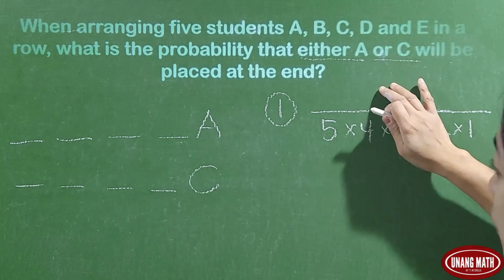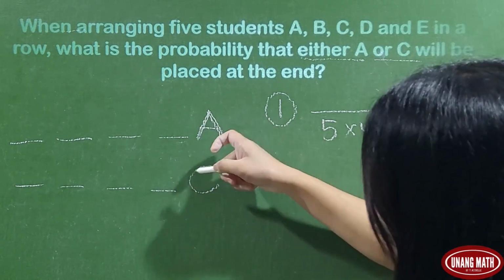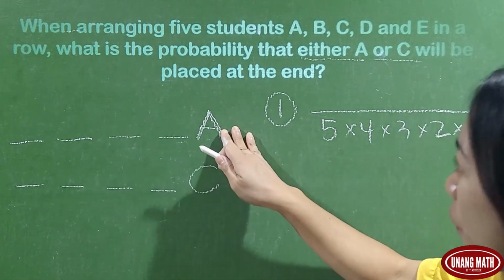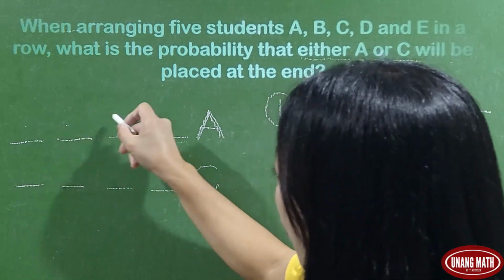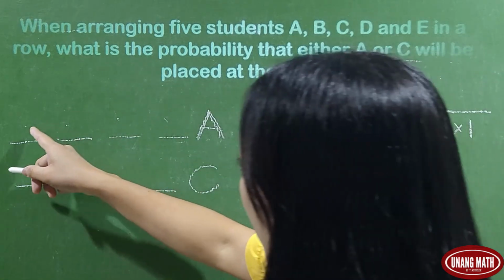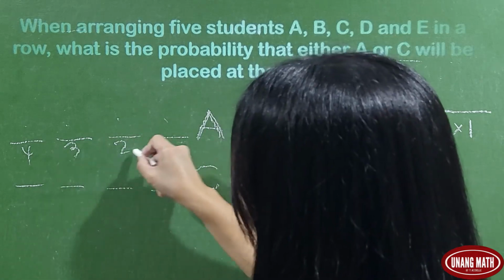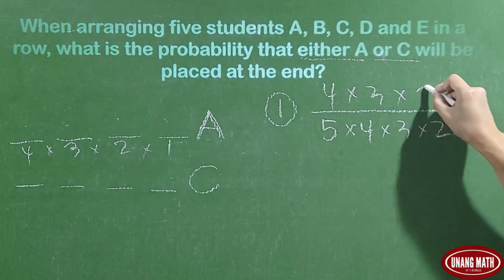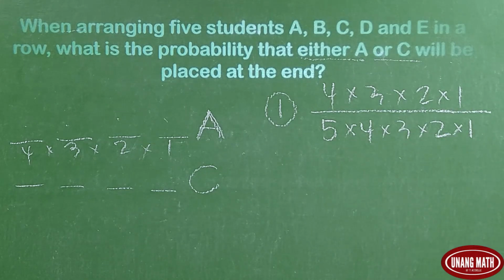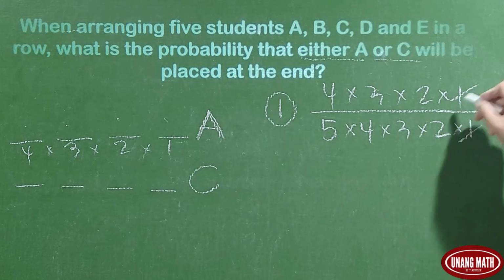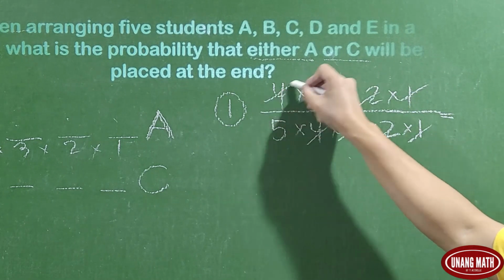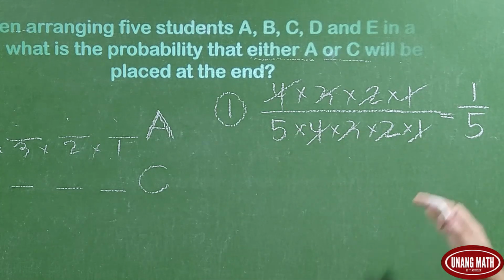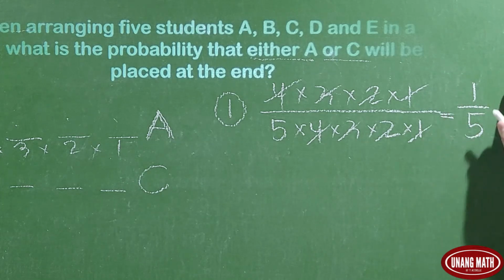For the favorable outcomes, since A is already at the end of this row, we are just going to arrange 4 students. So this is 4 times 3 times 2 times 1. If we simplify this, cancel, simplify, this is now 1 over 5. So the probability in our first event is 1 over 5.